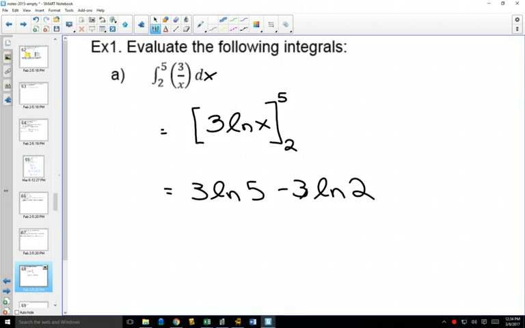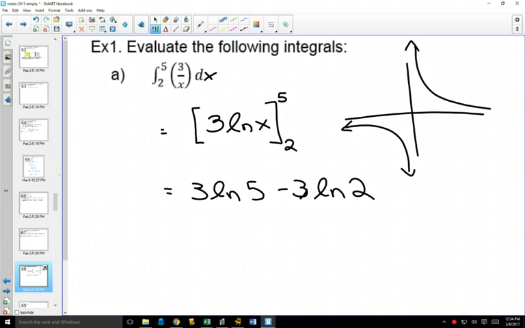What have we done? What does 3 over x look like? It's your 1 over x graph stretched by 3. What are we doing? We're plugging in from 2 to 5. We just figured out what that area was really quickly, which is kind of cool considering how that thing curves and how easy that was to do.